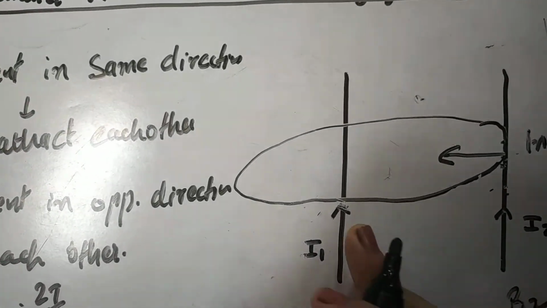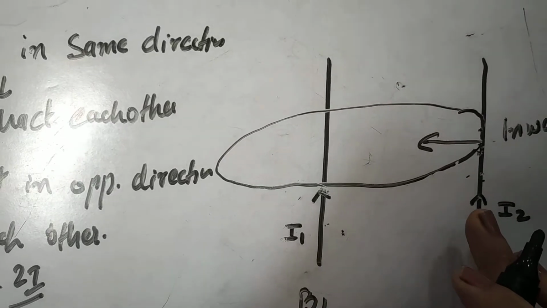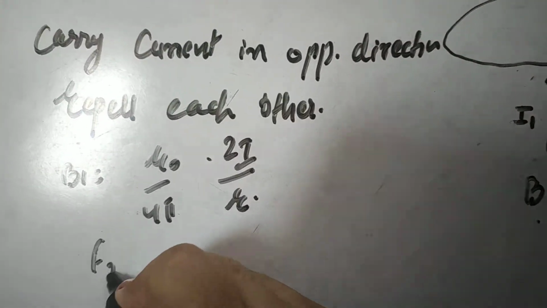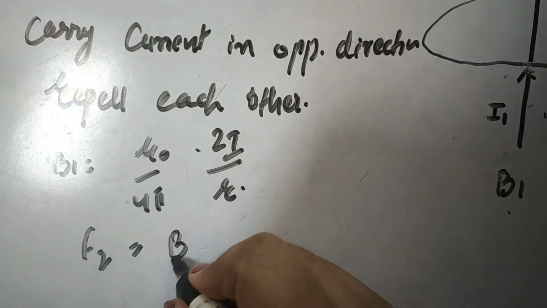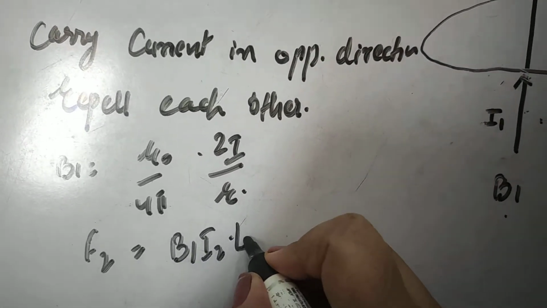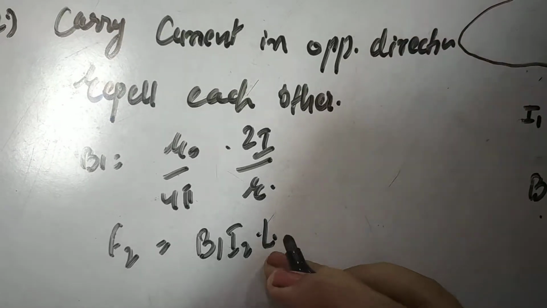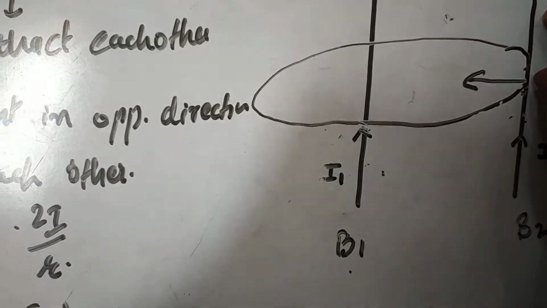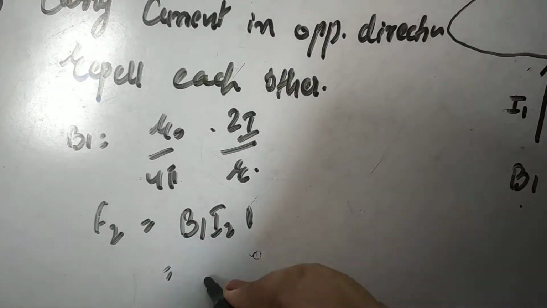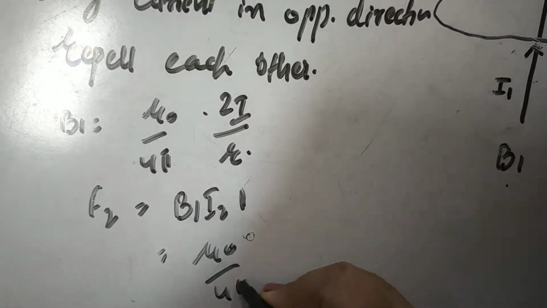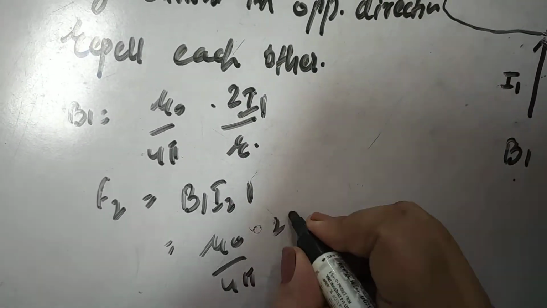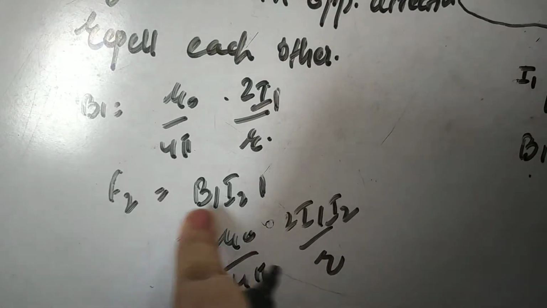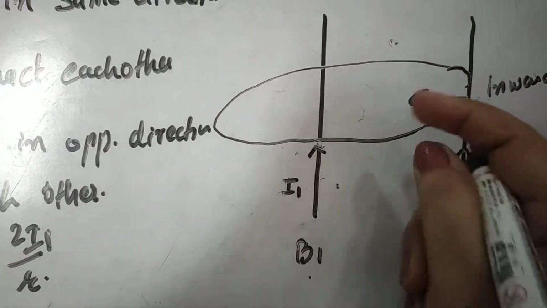Similarly, now we will find the direction of the magnetic field due to this conductor. First we will write the expression for force. F2 is equal to B1 I2 into L. L is 1 here, a unit length, since we are finding the force for the unit length of this conductor. B1 is mu naught upon 4 pi into 2I1 by R, so F2 is mu naught upon 4 pi into 2 I1 I2 by R. This is the magnitude of the force, and the direction is inward.